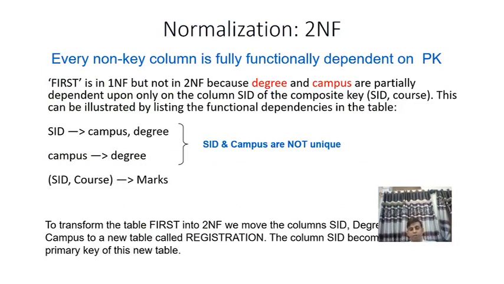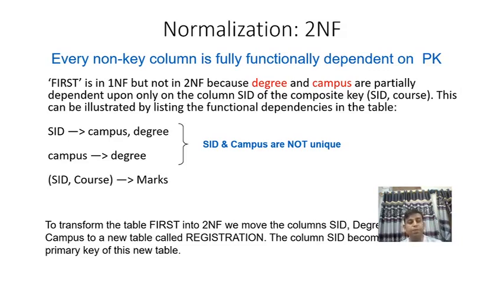So these anomalies will be eliminated when we convert the table into 2NF. And the definition of 2NF is that every non-key column is fully functionally dependent on the PK, or primary key. What are the non-key columns? Non-key columns or non-key fields are those fields which are not the primary key, and the primary key is the field which uniquely identifies the record.